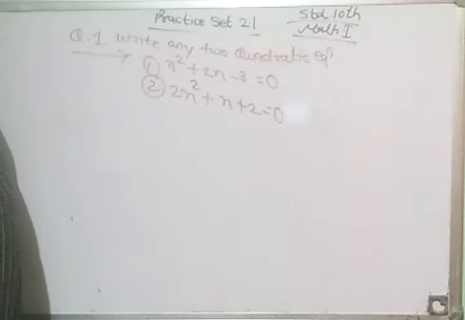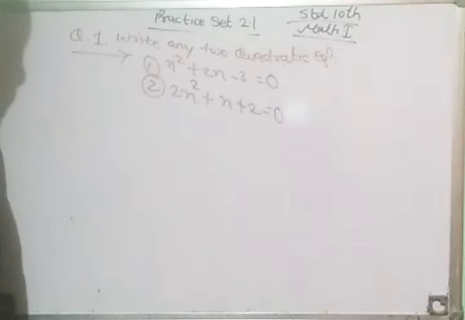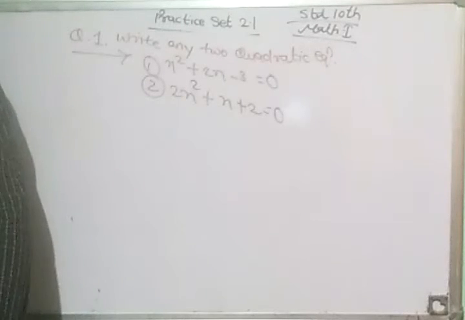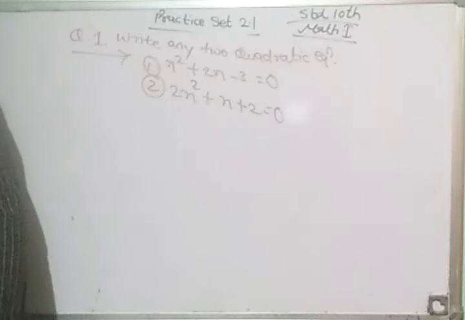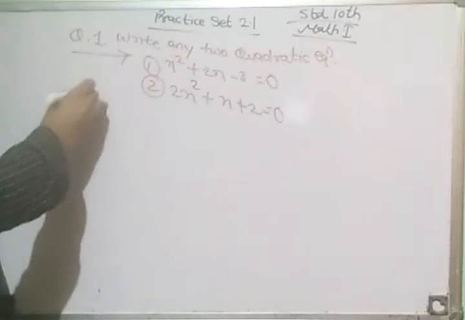Friends, we know the two conditions to write a quadratic equation. The first condition is that the highest index is 2, and the second is that two variables are included in this equation. So our question number 1 is complete.